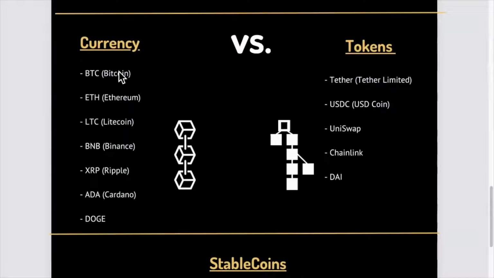So the Bitcoin network issued BTC, the Ethereum network issued ETH, the Litecoin network issued LTC, the Binance network issued BNB, Ripple Labs issued XRP, the Cardano Foundation issued ADA, and then I'm not sure who the Doge developers were, but they issued Doge. Tokens, on the other hand, are built off of a blockchain, and they're built on top of one of these existing networks, and they're stuck to it. Uniswap, Chainlink, and DAI are some of the most prominent advancements that were made on top of the Ethereum network.